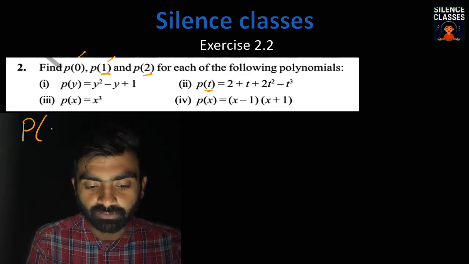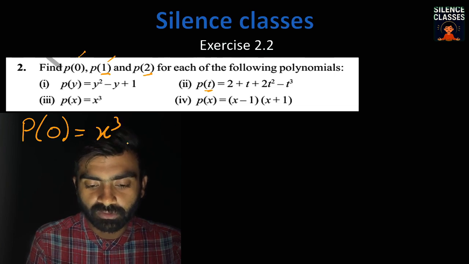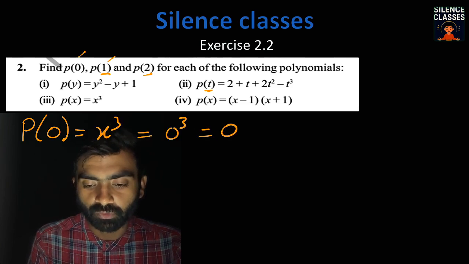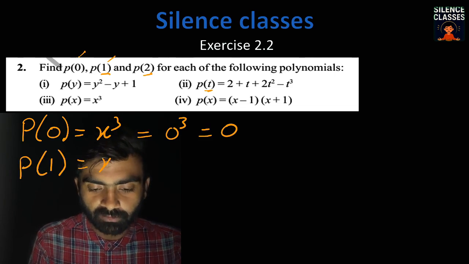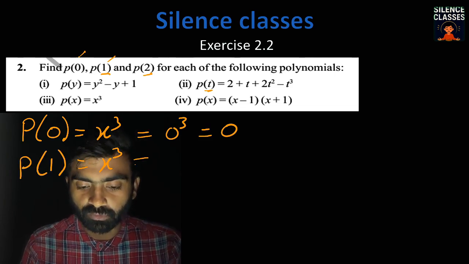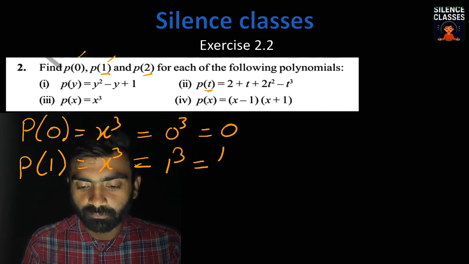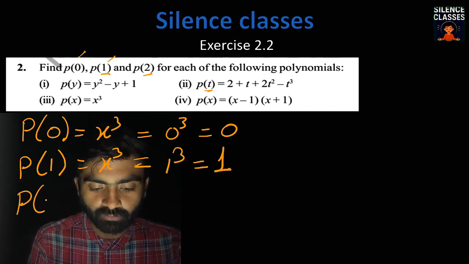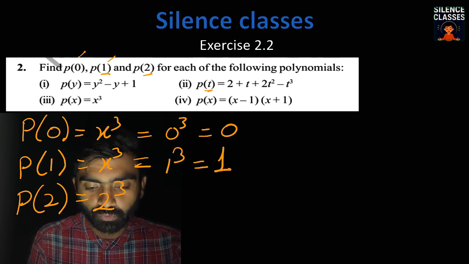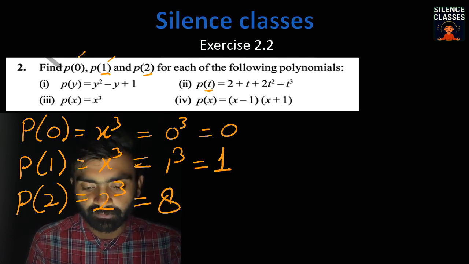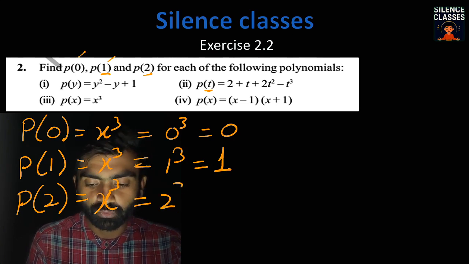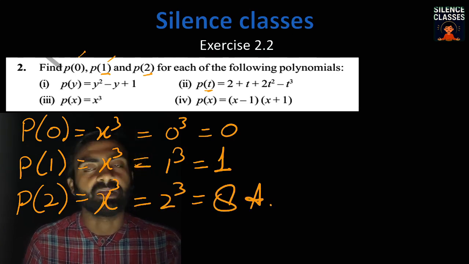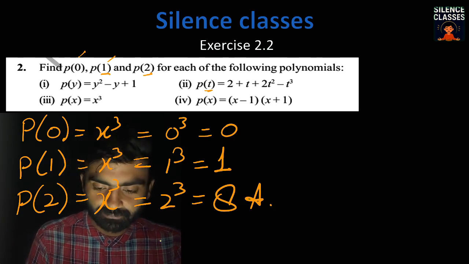P of x, instead of x we have to put 0 first of all. x cube means we put 0 cube, it will become 0. Now p of 1 is equal to x cube is equal to 1 cube, we will get 1 as the answer. And instead of 1 we put 2. First of all, we will write x cube, and we will write 2 cube, and it will become 8 as the answer.